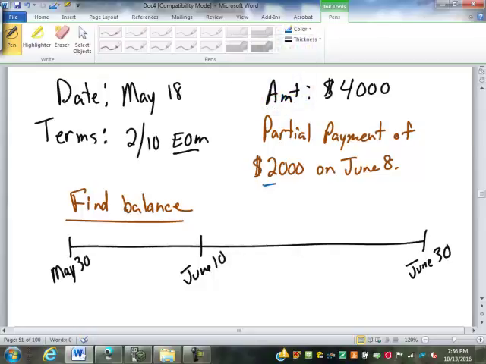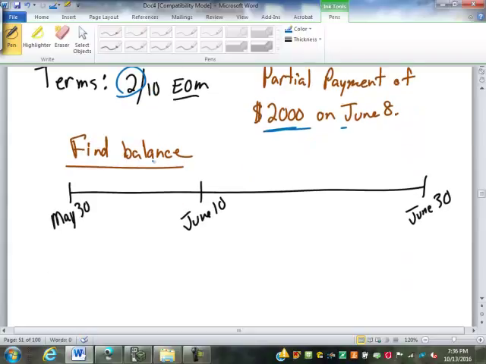So on this payment, do they get a discount? Yes, they do. They get a discount of 2%. So our first step is to find the credit for that payment, which is going to be $2,000. What are we going to do to it?